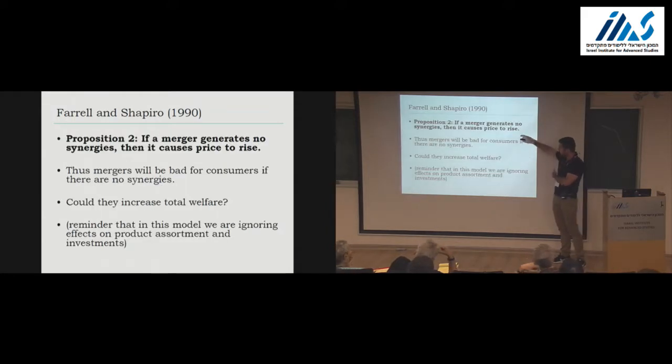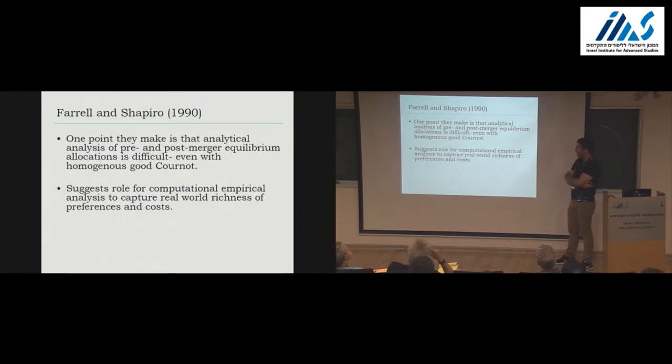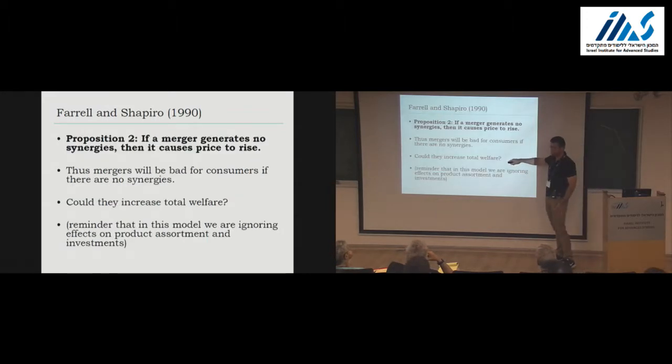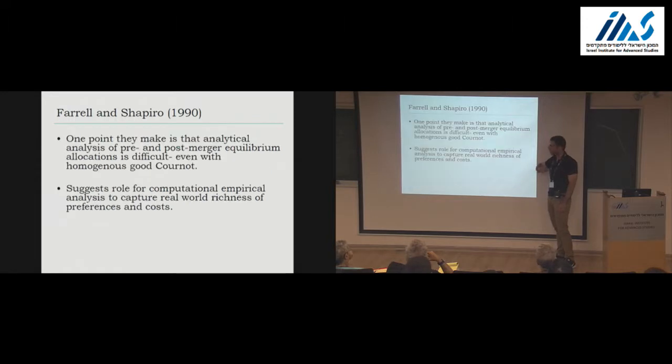Okay, so that's about prices, so that is an implication for consumer surplus, but there is a question: could it increase total welfare? One point they make, which was made in 1980, sort of pre-BLP, is that answering this question analytically is actually quite difficult, even in this simple framework. This suggests a role for computational empirical analysis to capture the real world richness that's not captured in the simple framework. So I think that is intellectually partly what led to BLP and so on.